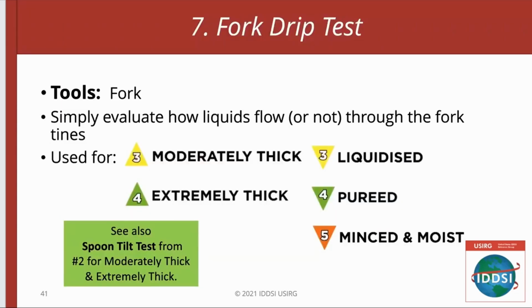Now let's talk about the fork drip test. The fork drip test is used to check the correct thickness and cohesiveness in levels 3 through 5 foods and levels 3 through 4 liquids by making sure that a food or liquid sample holds together on top of the tines of a fork rather than flowing through a fork. The tool required is a fork with tines that are 4 millimeters apart. This measurement is the standard size of 4-tined dinner forks.